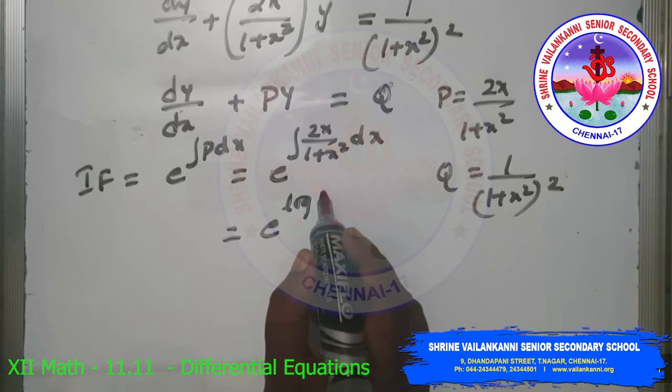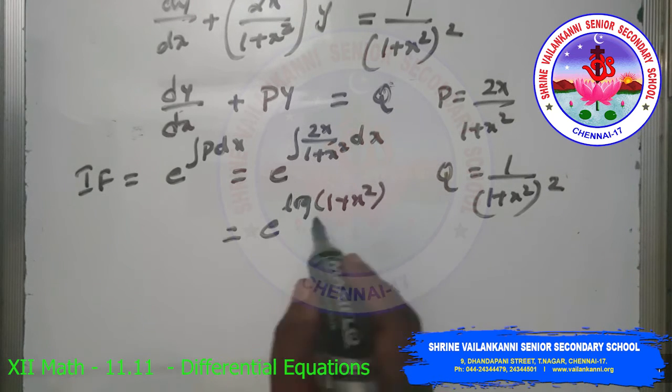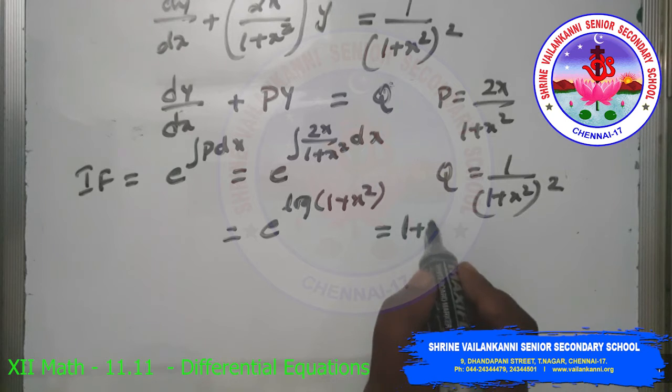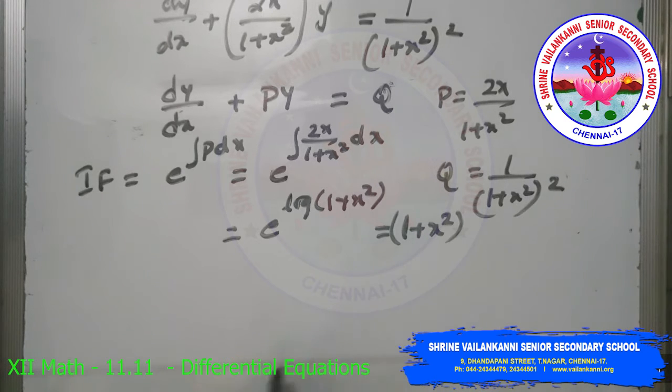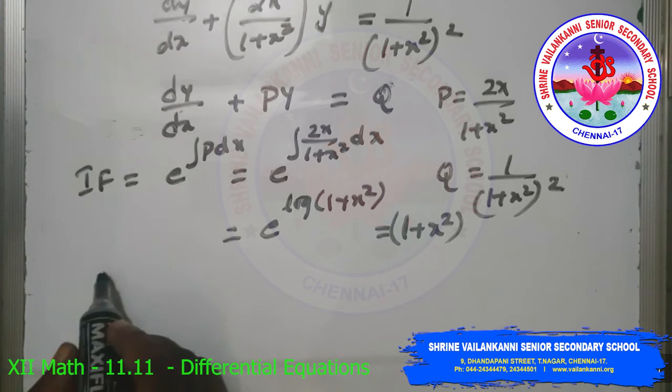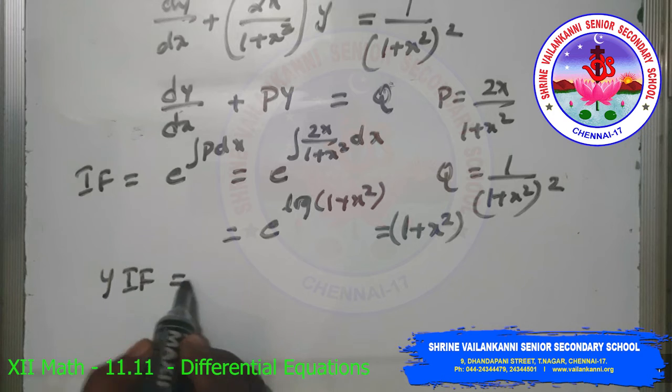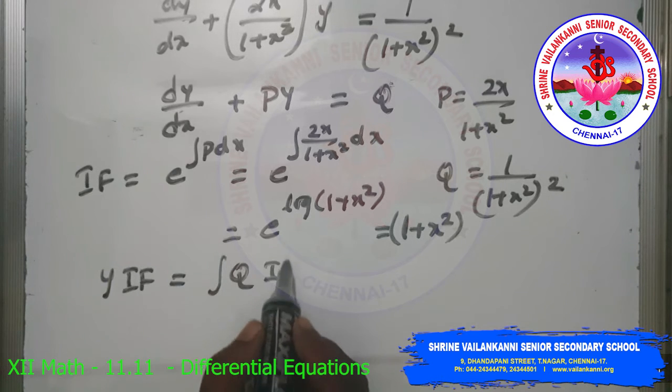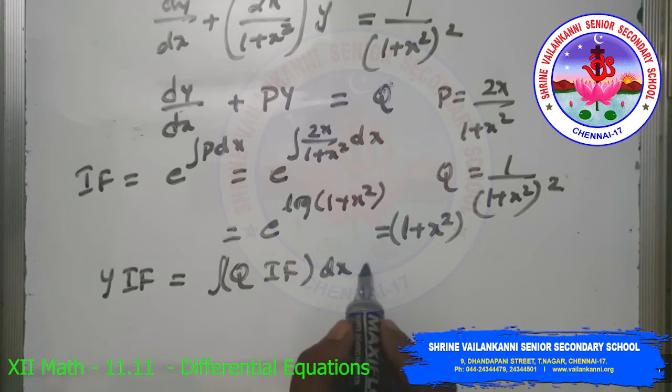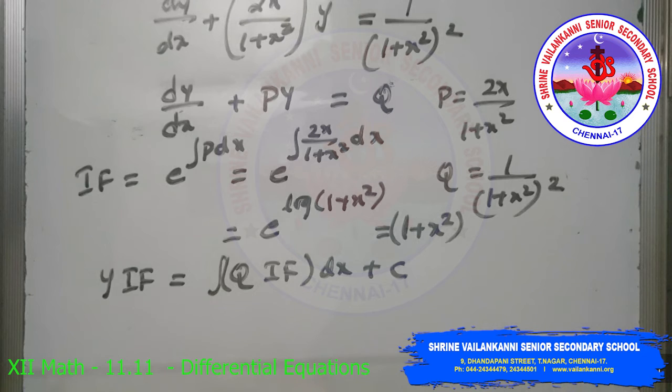So log of 1 plus x square, e to the power of log of 1 plus x square is 1 plus x square. Then third step, we have to find y into IF, which is equal to integral of Q into IF dx plus c.